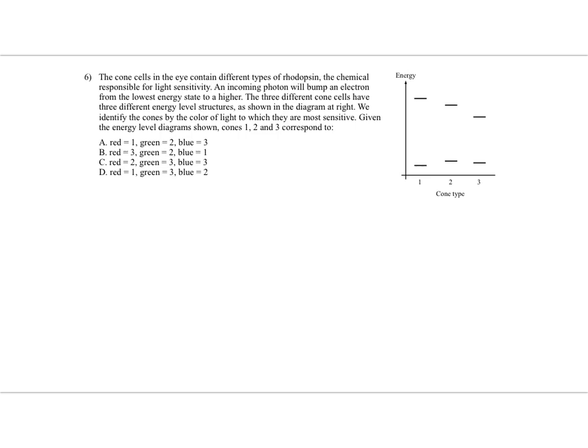This one has to do with energy levels in rhodopsin, different forms of rhodopsin which are in your eyes. And so 1, 2, and 3 are three different forms of rhodopsin, and which one, 1, 2, or 3 corresponds to red, which corresponds to green, which corresponds to blue. Go ahead and puzzle this one through. I'll be back.